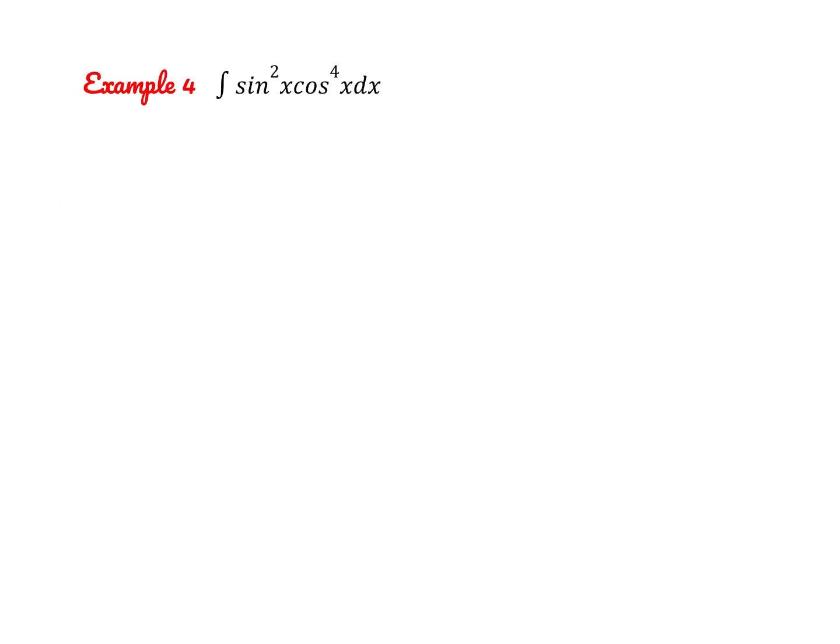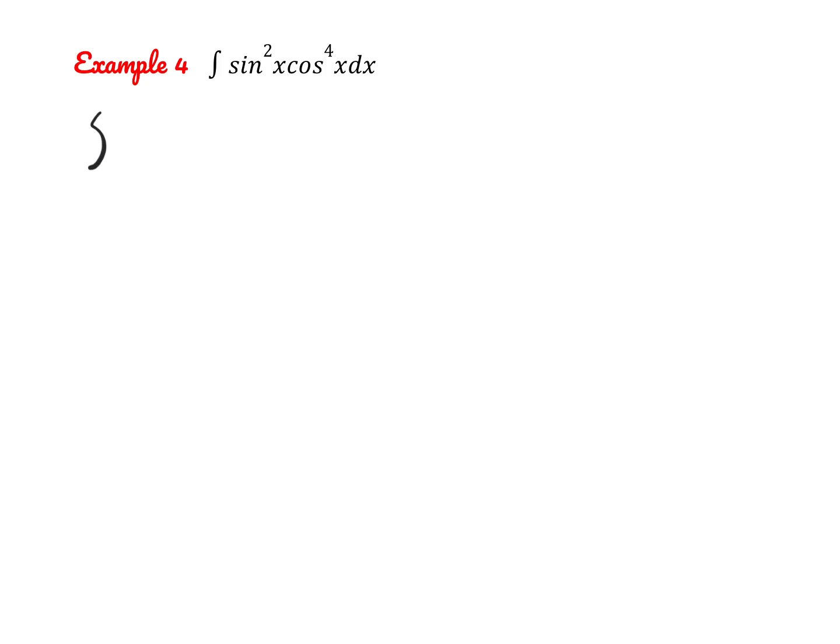All right, so now we're going to try one where both powers are even, and unfortunately these aren't quite as nice and easy as the other one. So we will start by using our power reducing formulas to rewrite sine squared and cosine to the 4th. So for sine squared, that's 1 minus cosine of 2x over 2. And for cosine, well, cosine squared would be 1 plus cosine of 2x over 2, and then all of that is squared, and then we have dx.